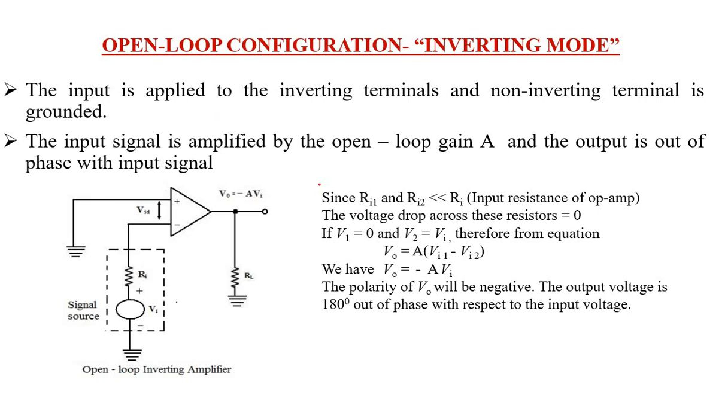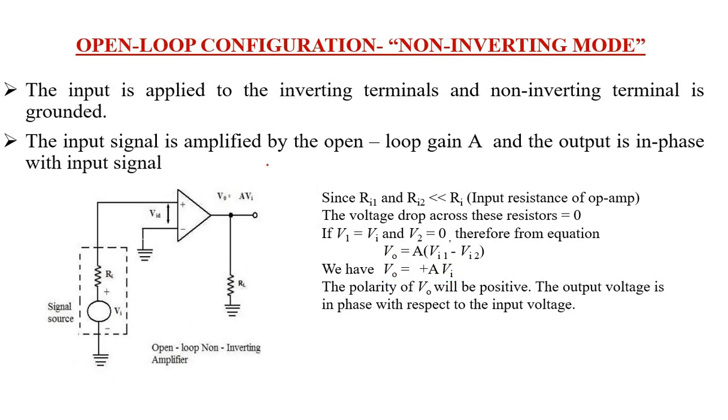Again, you can see the same condition as we have seen in the previous slide. Now, if V1 is equal to 0 and V2 is equal to Vi, then from this equation we get Vo equal to minus A Vi. Here, the minus sign shows the 180-degree phase difference between input and output. So the polarity of Vo will be negative, and it is known as the inverting mode amplifier.